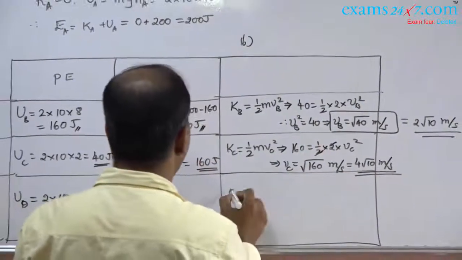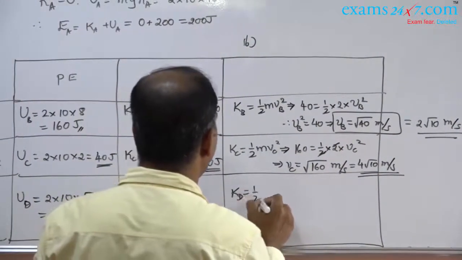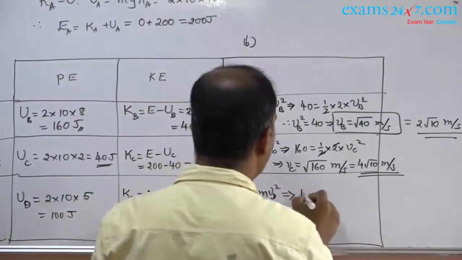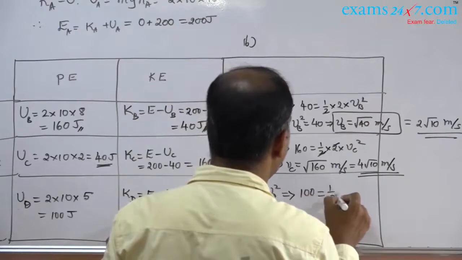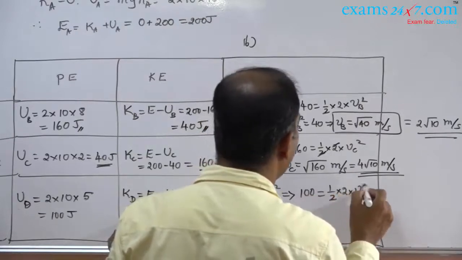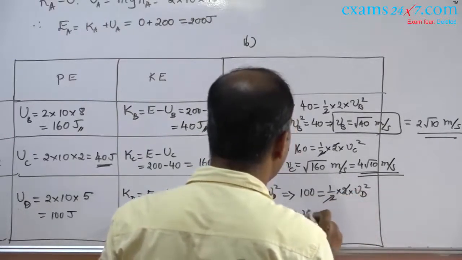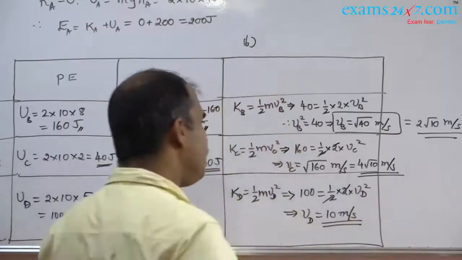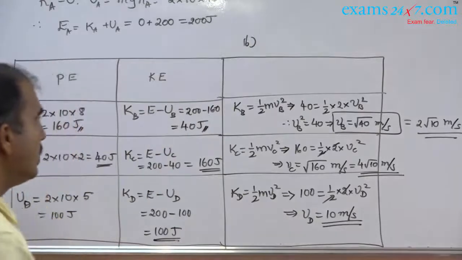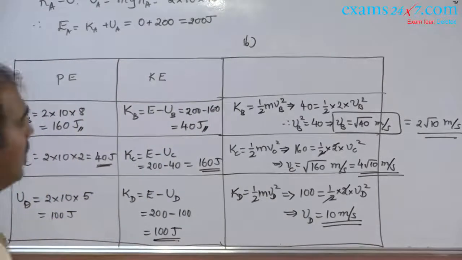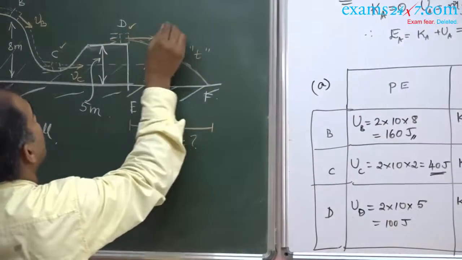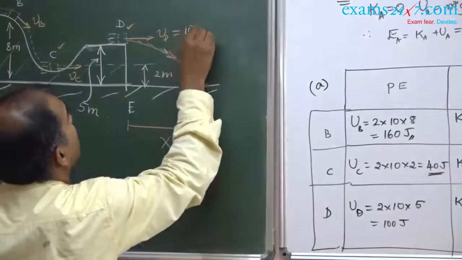And Kd is half m Vd square, which is, Kd is 100 equals half times mass 2 into Vd square. 2 and 2 cancel out, so you get Vd equals 10 meter per second. So we find that at point D, the body is moving at a velocity of 10 meter per second.